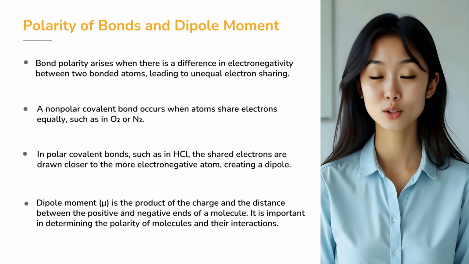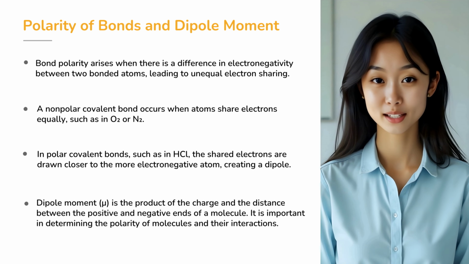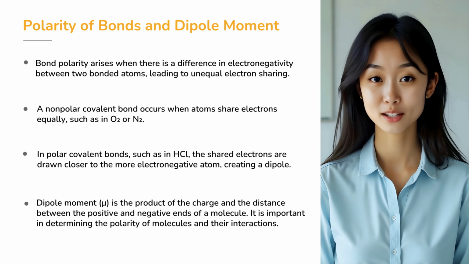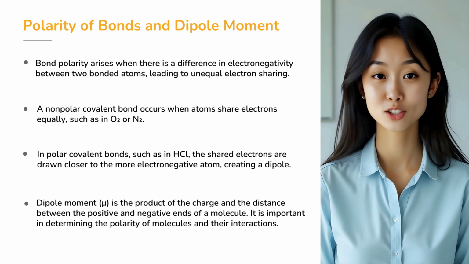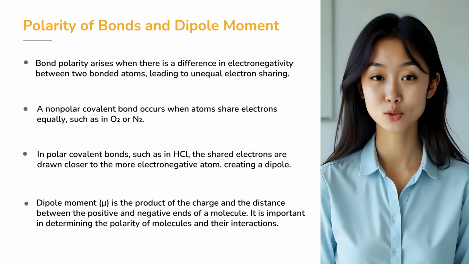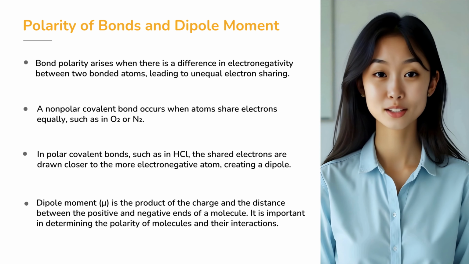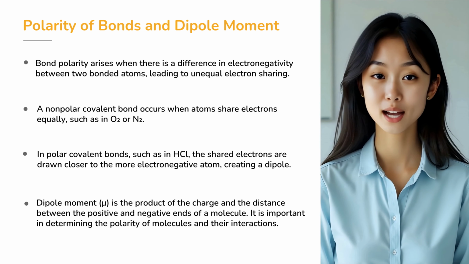This difference in electron distribution gives rise to a dipole moment, which is a measure of the polarity of a molecule. The dipole moment depends on both the size of the charge and the distance between the positive and negative ends of the molecule. For molecules like water, H2O, the dipole moments of the individual bonds add up, giving the molecule an overall dipole. On the other hand, in molecules like carbon dioxide, CO2, the dipole moments cancel out because of the linear structure, making it nonpolar despite having polar bonds.